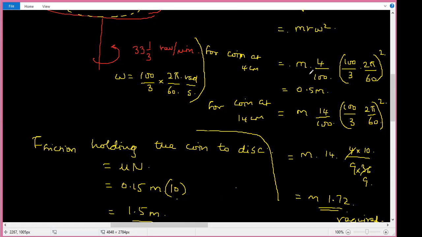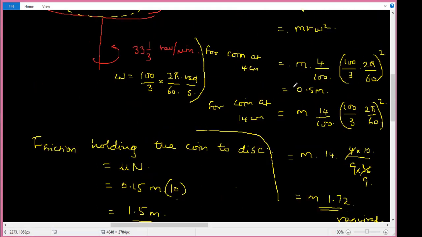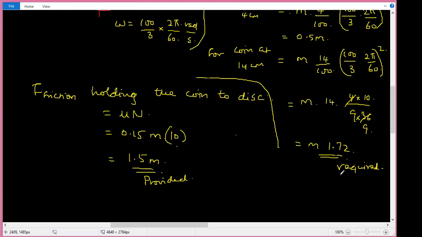So here the centripetal force is less, whereas the friction force is more, which means the friction is holding the coin together. Here, the centripetal force is more, whereas the friction force is less, which means this will slip away. That's all. Is that so hard, Catherine?